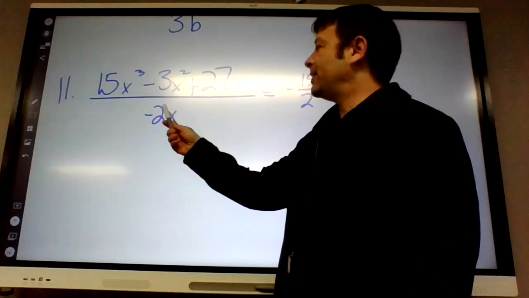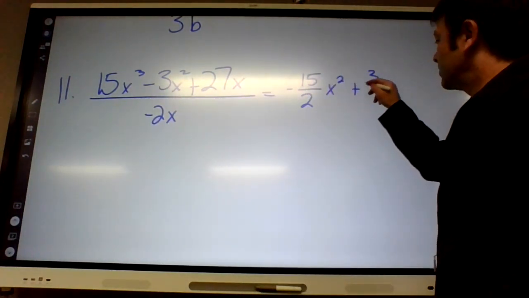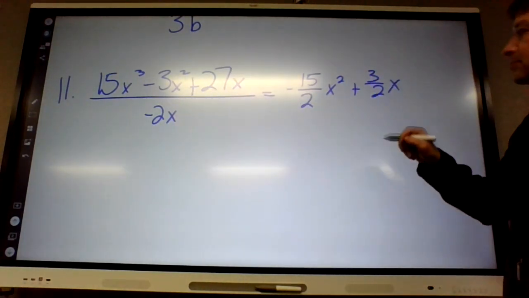Okay, negative 3 divided by negative 2. 3 over 2. Positive 3 over 2. x squared divided by x. x.